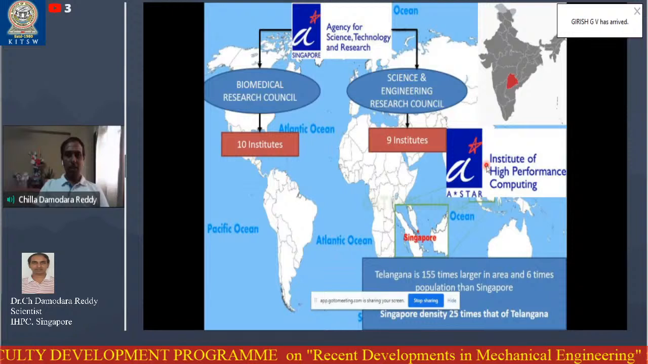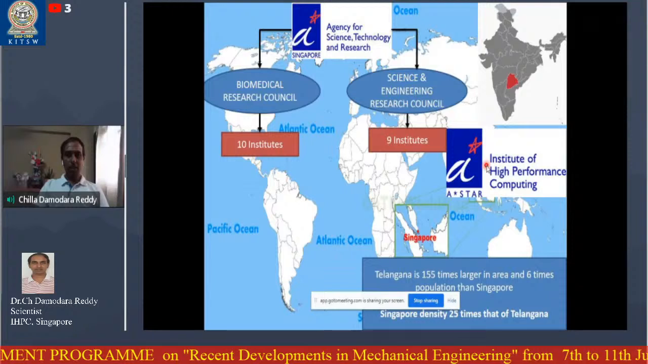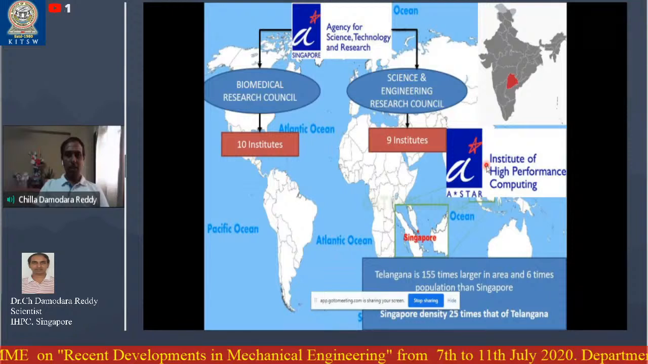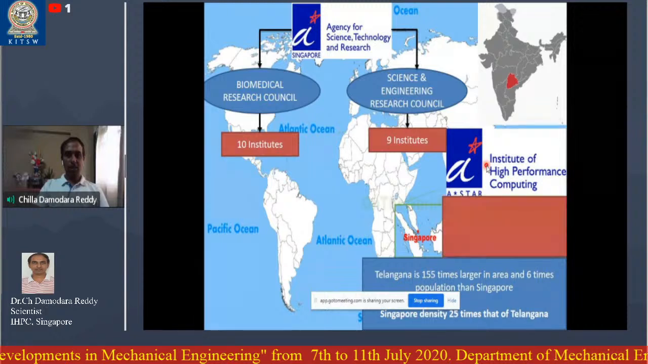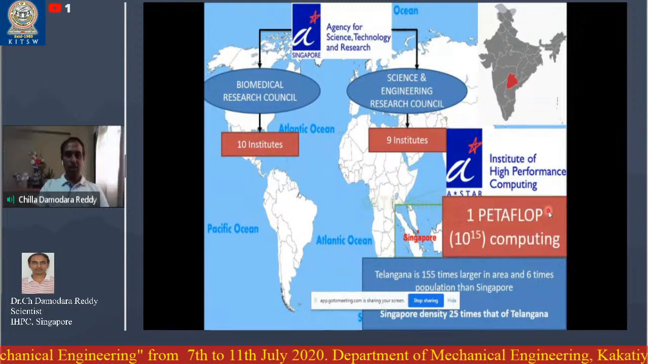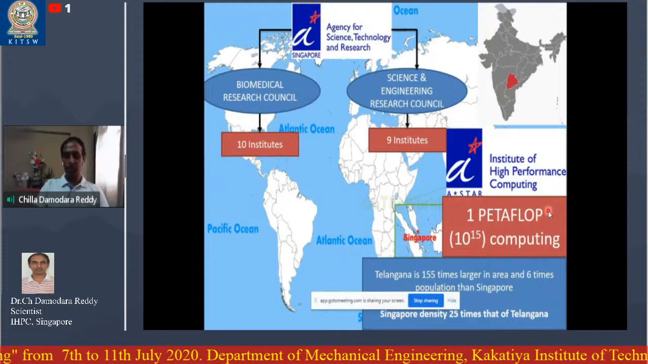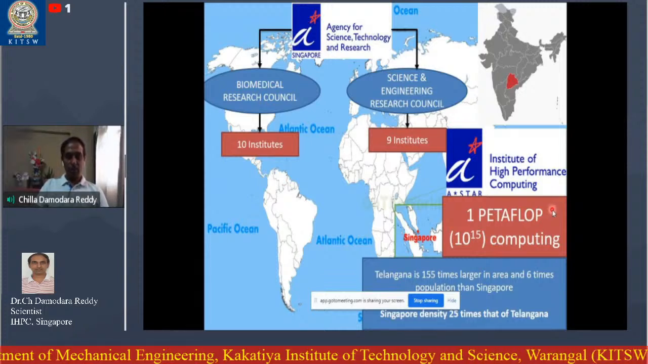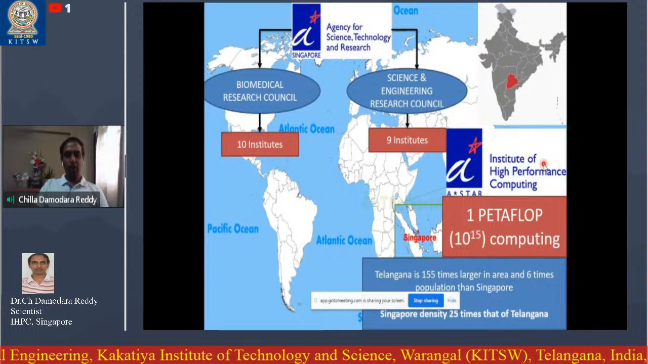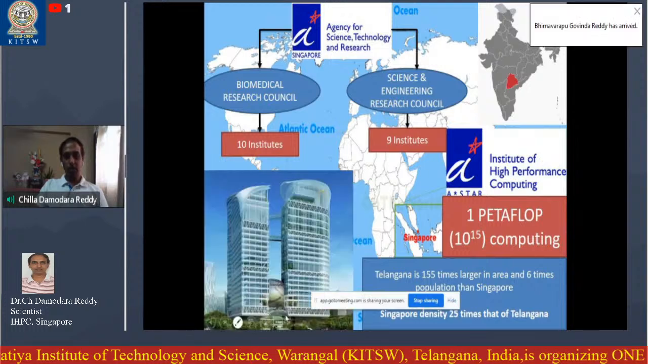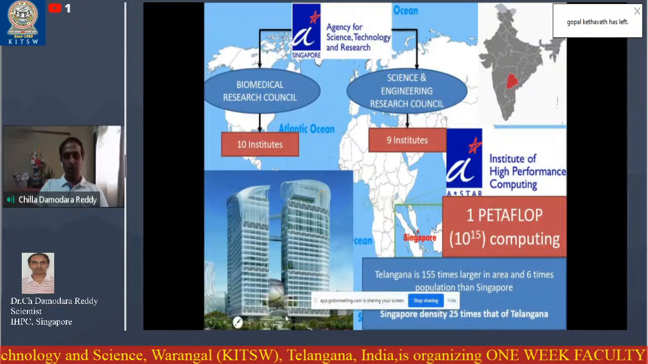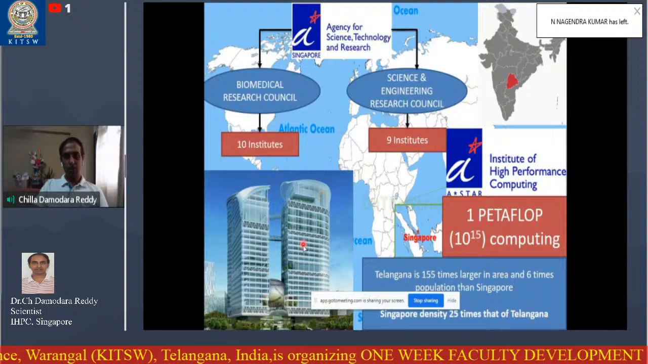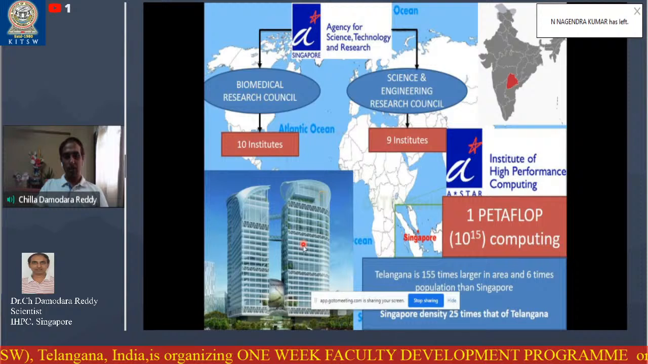We focus only on the computing side, but other experiments and other things are done by the sister research institutes among the other nine institutes. So we have a very big computer, like a supercomputer. Its capacity is a 1 petaflop computing facility. And we are located in this building, and we occupy two floors, the 15th and 16th floor.